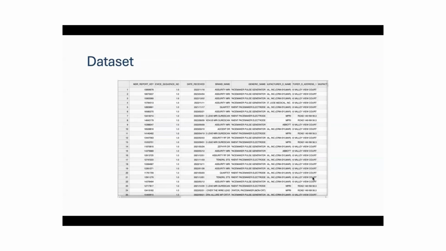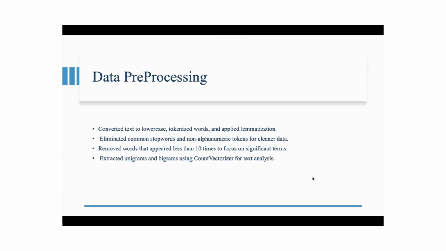This image shows the FDA dataset displaying the details of pacemaker adverse event reports, including generic name, MDR report key, brand name, date received, device sequence number, and manufacturer address, from 2021 to 2023. Data pre-processing was a crucial step.